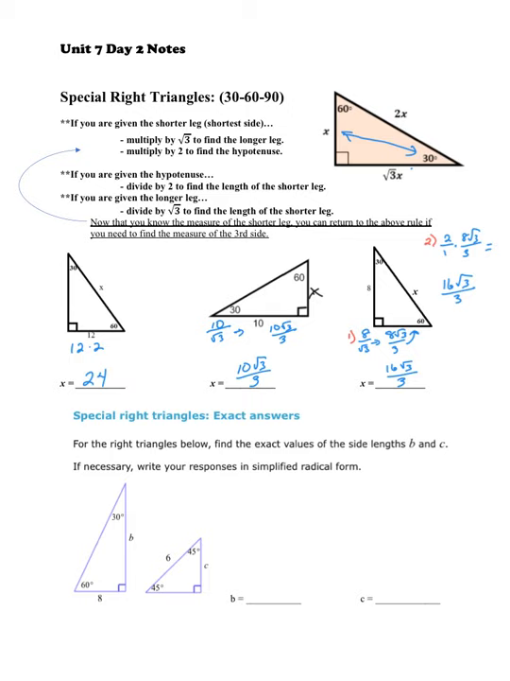This is a 30, 60, 90 triangle. I have my shortest side. I am looking for B, which is the longest side. I multiply it by the square root of 3. So it's 8 times the square root of 3, and that's all I need to do.